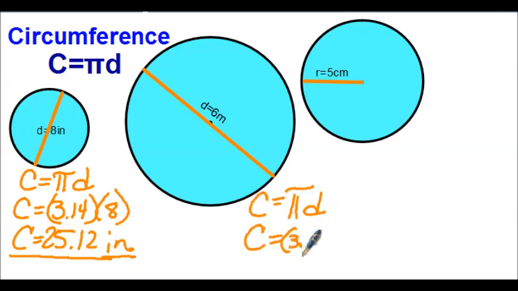C equals pi d again here. The distance across was 6, so C equals 18.84 meters. It's not square meters, it's meters because it's the distance around.